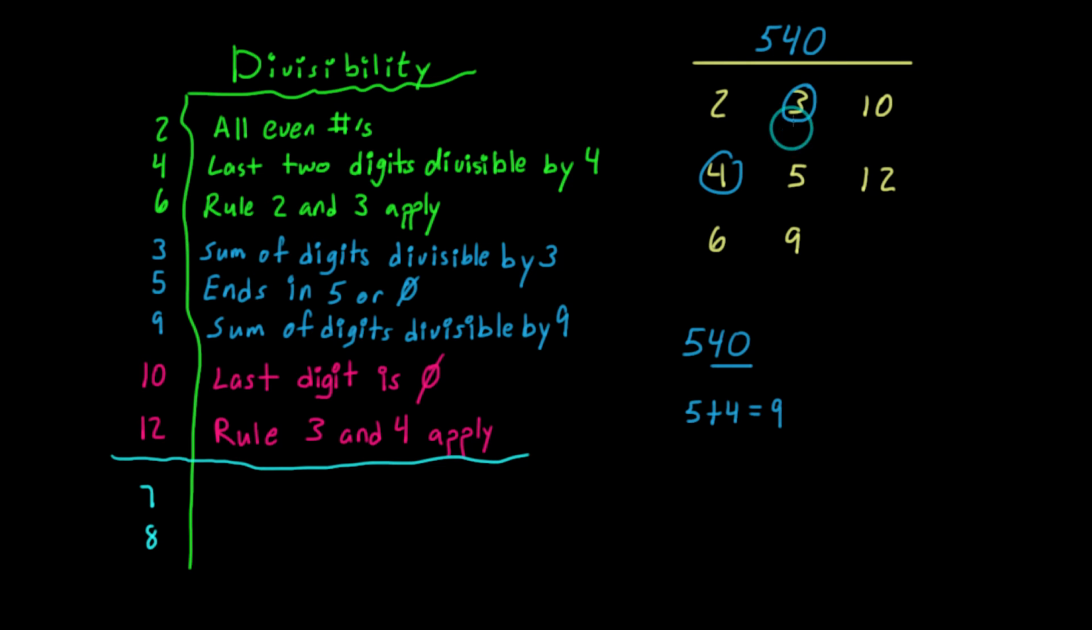Since 540 is divisible by both 3 and 4, it must be divisible by 12 as well. Let's move to 10. Is 540 divisible by 10? Since this value ends in a 0, it must be divisible by 10.